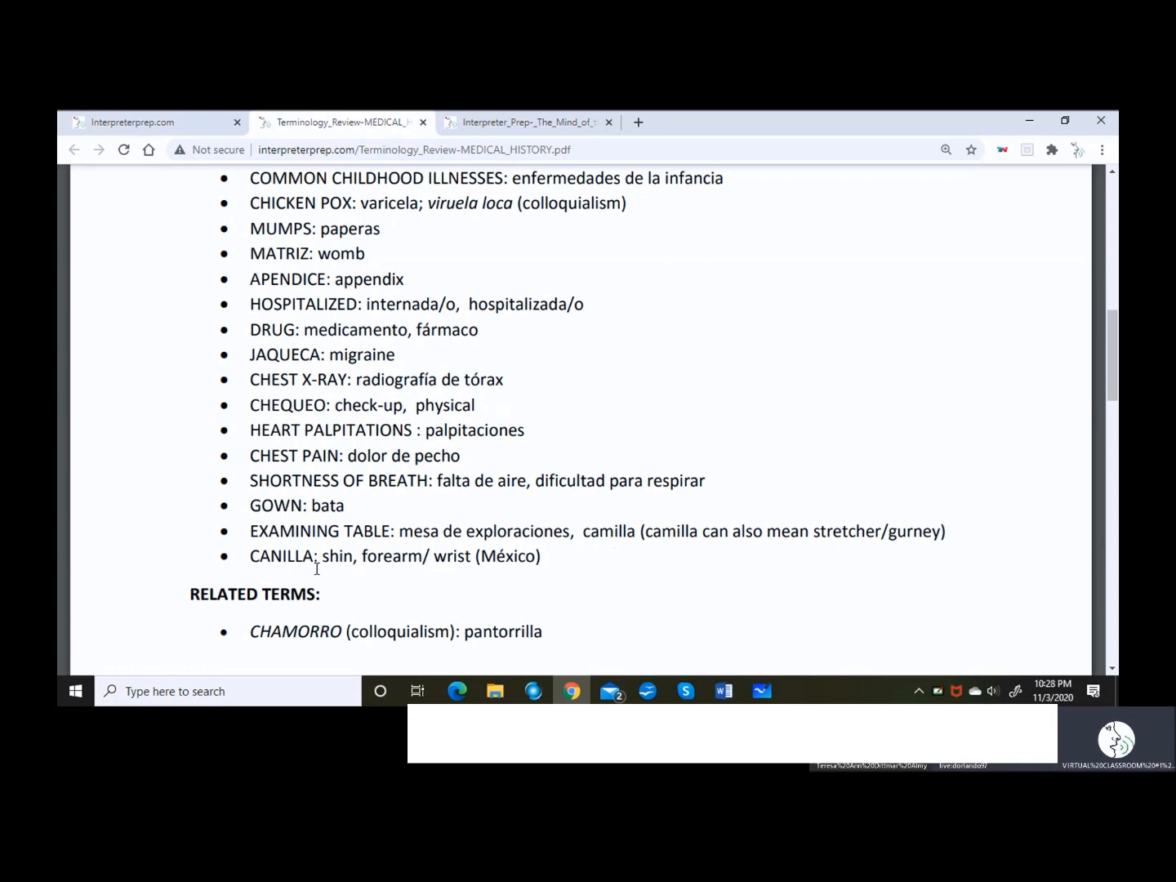And canilla, as was used here. Forearm. Okay, and might mean also shin. And I've had patients from Mexico using canilla as wrist. So that's one of those type of words that I have to ask them, what do you mean by? Yeah. Because it could be a lot of different things.